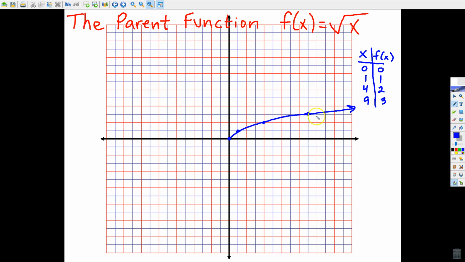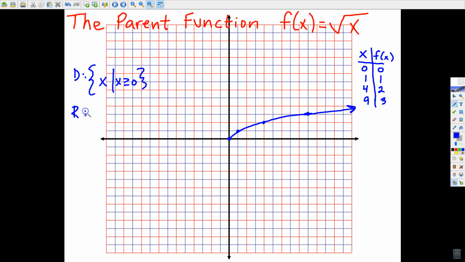And we'll just use those 4 dots, even though there's infinitely many more points on this graph. Those 4 are typically the ones that we use to identify the parent. Now notice that we cannot have inputs that are less than 0. 0 is okay, we already showed that, but if I input negative numbers in for x, then I get a non-real number. In fact, it would be an imaginary number. So the domain for this parent function will be all x such that x is greater than or equal to 0, and that shows here.